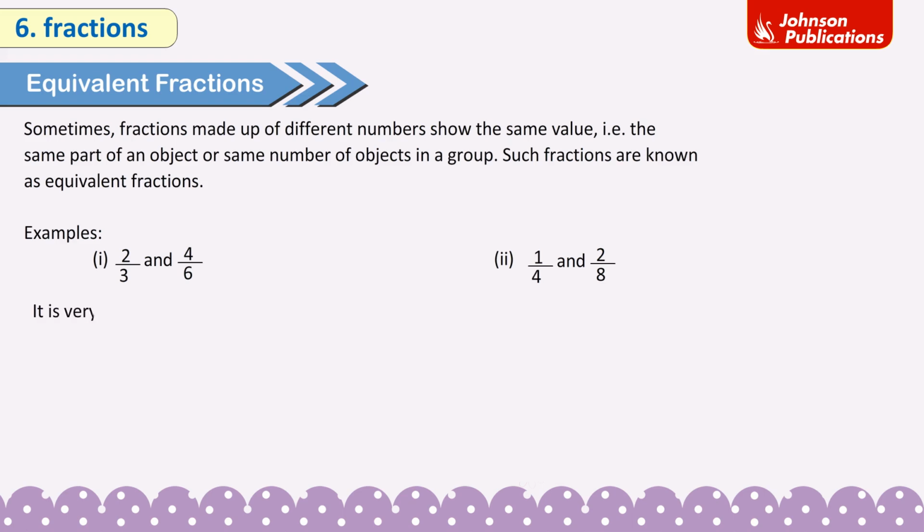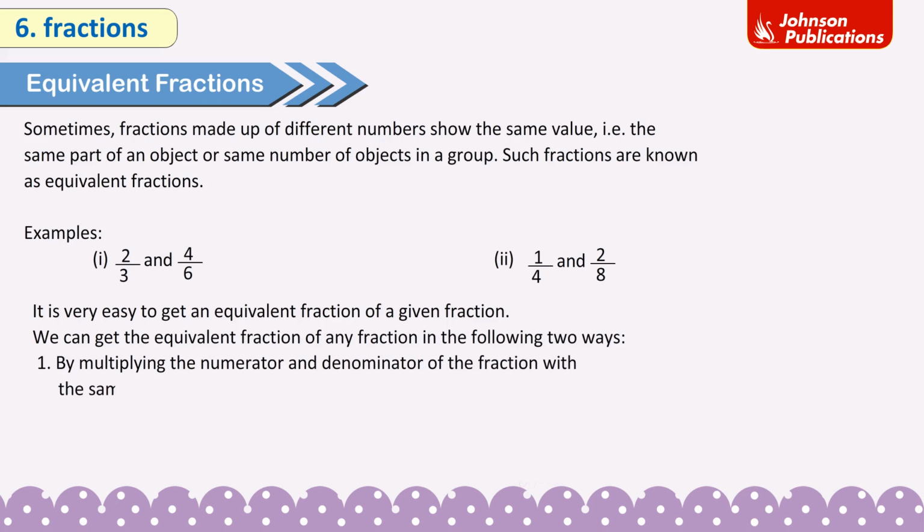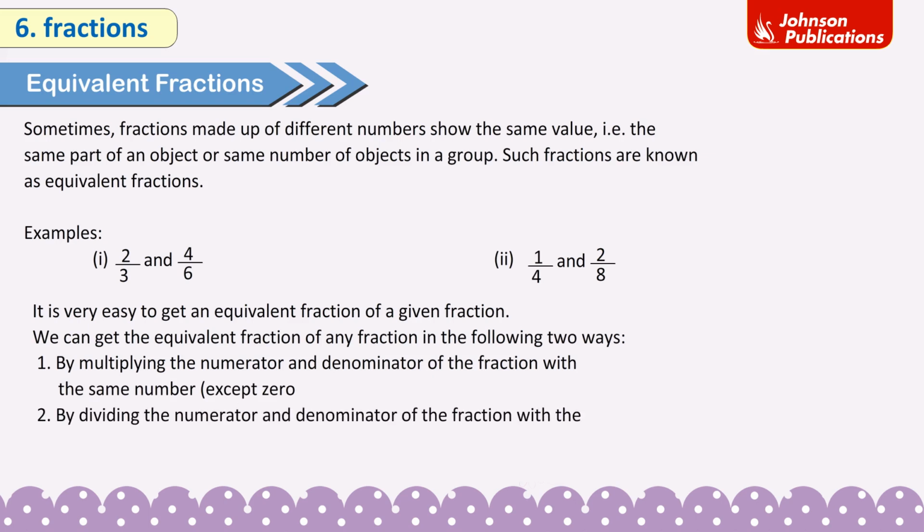It is very easy to get an equivalent fraction of a given fraction. We can get the equivalent fraction of any fraction in the following two ways. 1. By multiplying the numerator and denominator of the fraction by the same number, except 0. 2. By dividing the numerator and denominator of the fraction by the same number.